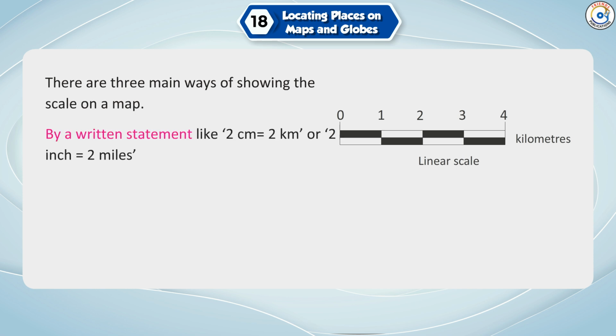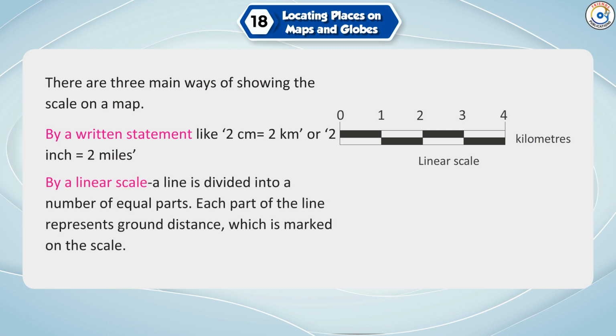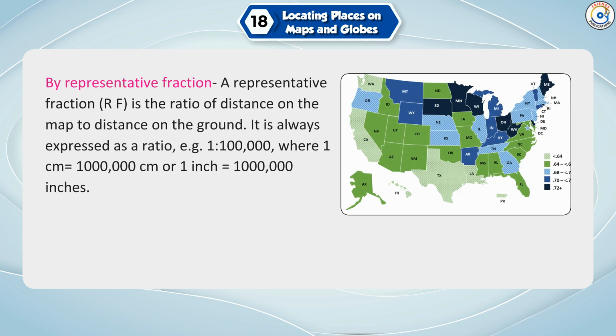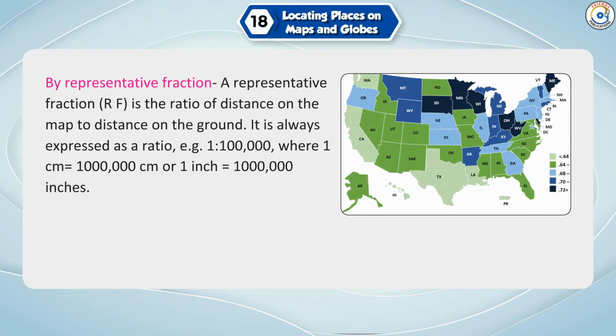By a written statement like 2 centimeters is equal to 2 kilometers or 2 inches is equal to 2 miles. By a linear scale, a line is divided into a number of equal parts. Each part of the line represents ground distance which is marked on the scale. By representative fraction. A representative fraction, RF, is the ratio of distance on the map to distance on the ground. It is always expressed as a ratio.